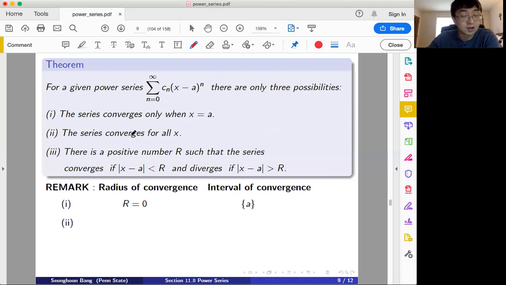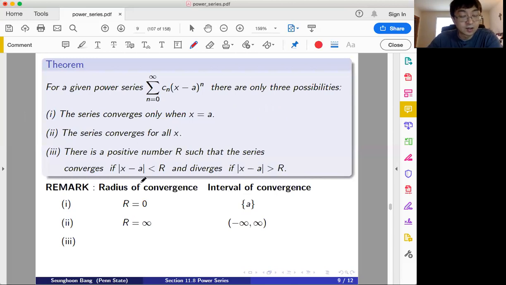Second case, the series converges for all x values, all real numbers. What is the length of all real numbers? What's the length of the real line? Yes, infinity. You're right. This is infinity divided by 2, which is also infinity. The radius of convergence is infinity. What's the interval of convergence? The interval of convergence is all real numbers. You can write it like this.